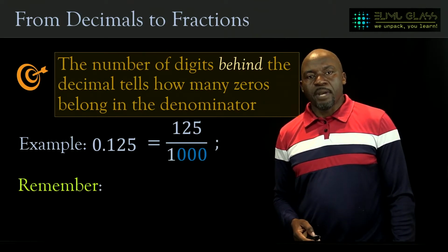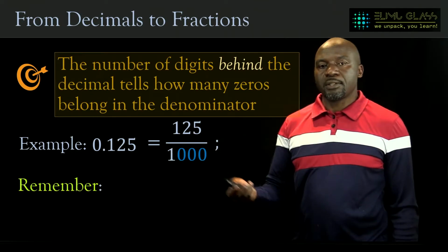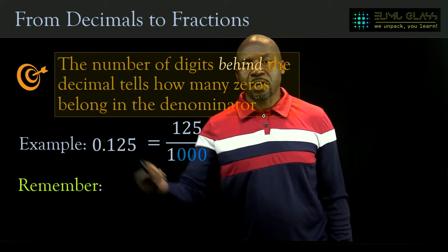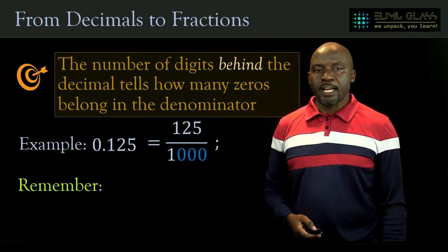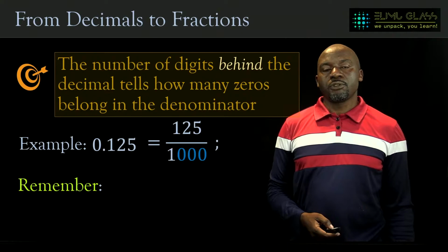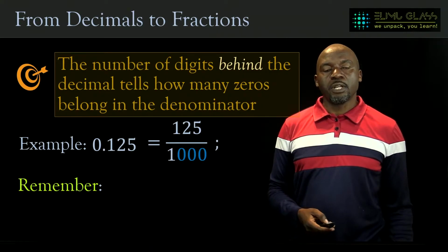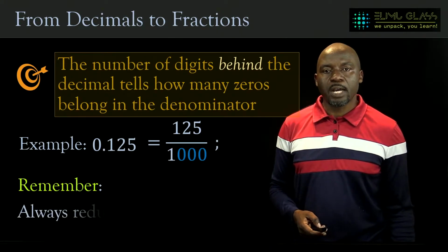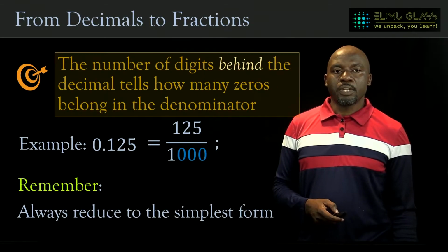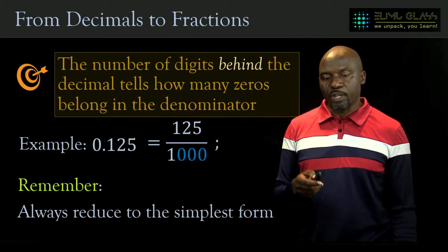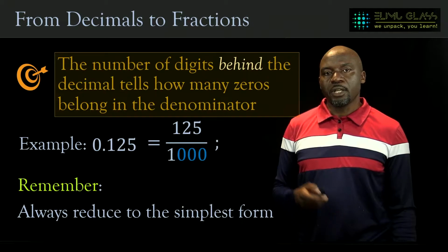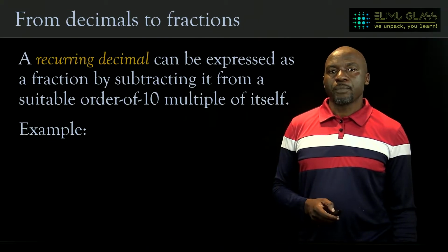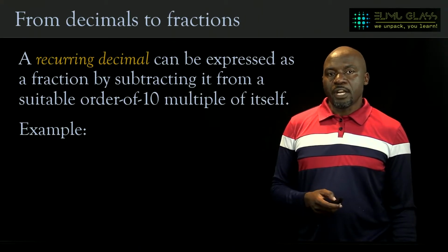Remember, if you are asked to express this as a fraction, that is of course the answer, but you would also need to reduce it to the simplest form, the lowest equivalent form. Always reduce to the simplest or the lowest equivalent form of the fraction if you're asked to do so. Now we talk about recurring decimals.